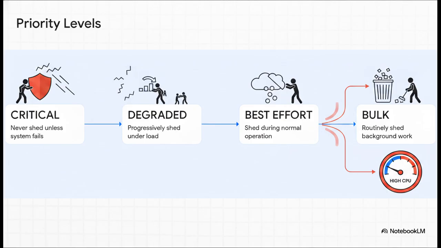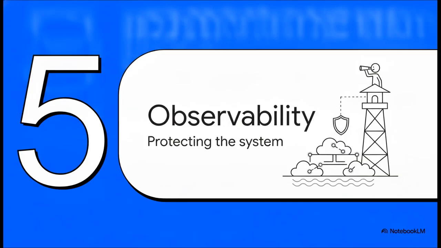By tying all of this directly to target CPU utilization, the system acts just like a massive pressure valve. It automatically sheds the lowest priority weight first to completely avoid a congestive failure death spiral. It's brilliant. Moving into our final section, Section 5, the importance of observability.